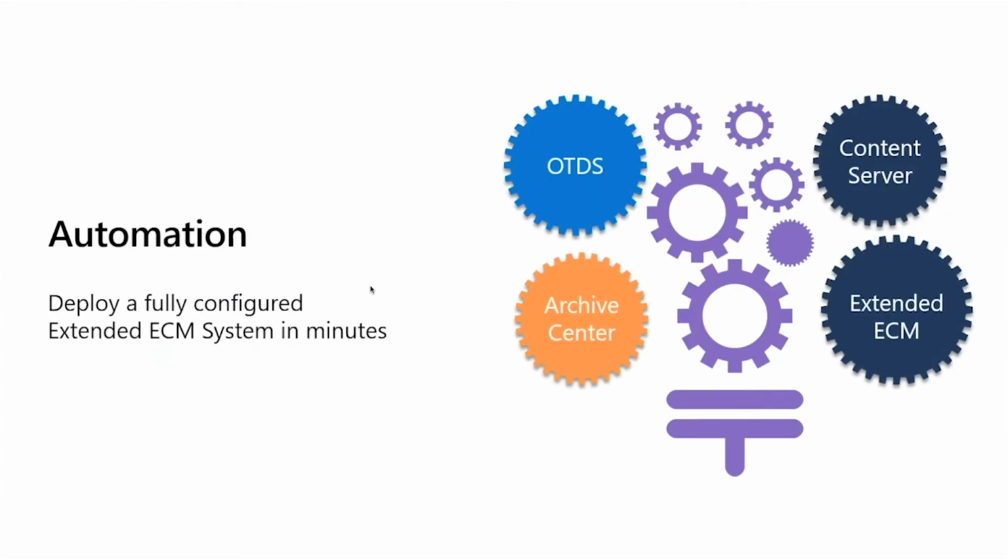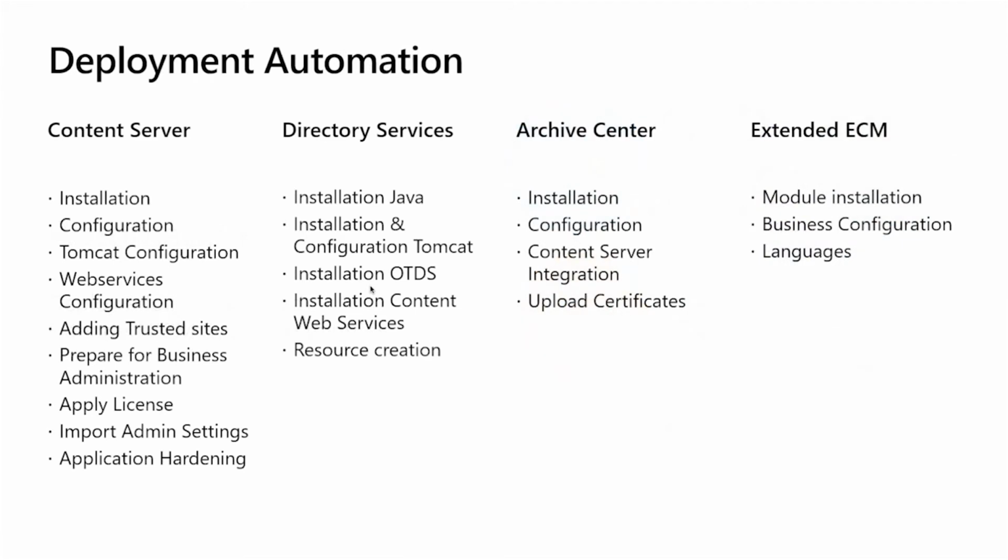And the last step, we implement automation in our containers to deploy a fully configured solution out of the box. And here we have a few examples of tasks that we have automated in our deployment. For instance, to install Content Server, configure the web server, apply license, import administration settings, application and security hardening, module installation, and so on. So across all the components, we have automation to connect those components and have them configured out of the box.